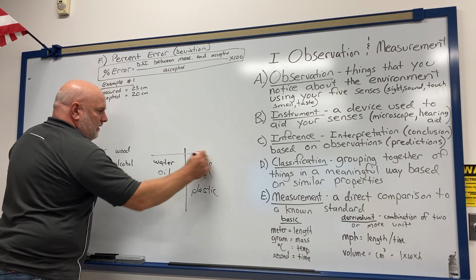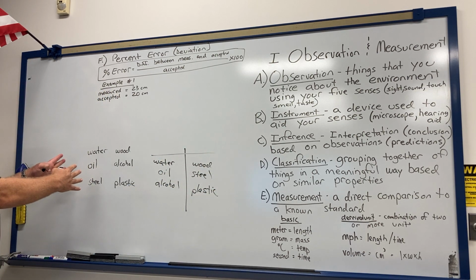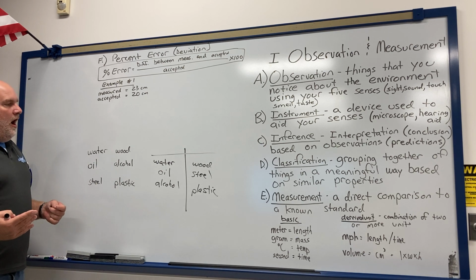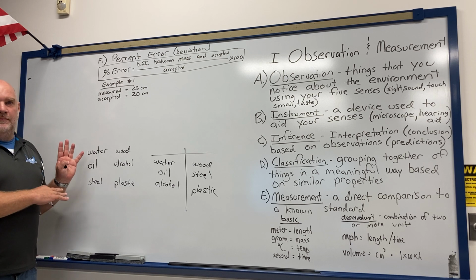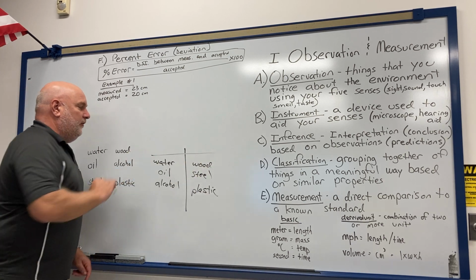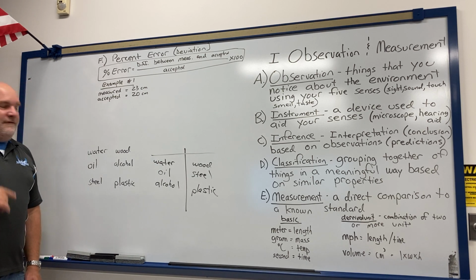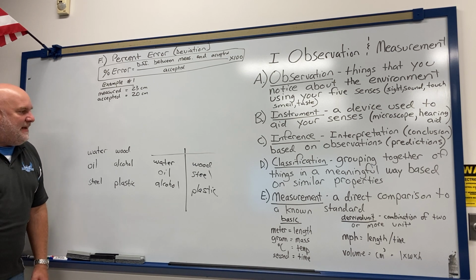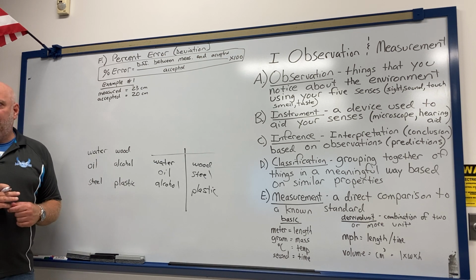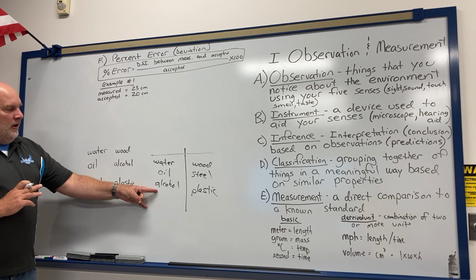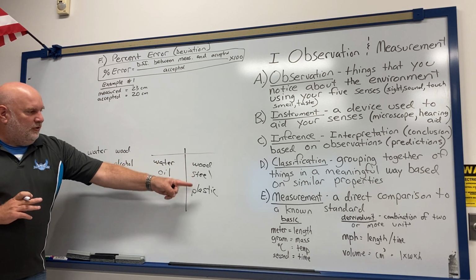Okay. Now, these are all things, objects I'm familiar with. I've made observations about these objects before in my life. From those observations I've made before, I've put them into 2 groups. I put these in one group, those in one group. Now, so what property was I using to break them down by? So if you look, I'll give you a couple seconds there to look at that. So water, oil, alcohol over here, wood, steel, plastic over there.